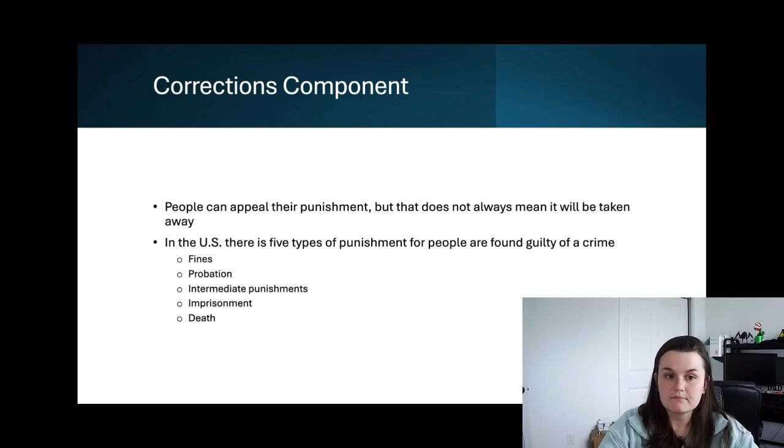The corrections component of this is people can appeal their punishment, but that does not always mean it will be taken away. In the U.S., there are 5 types of punishment for people who are found guilty of a crime. There are fines, probation, intermediate punishments, imprisonment, or death.